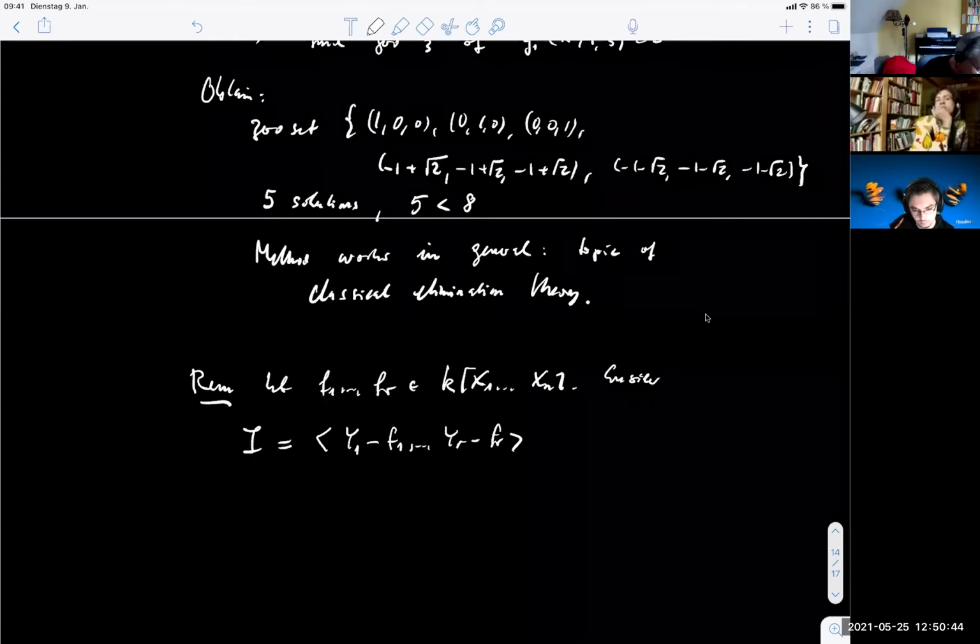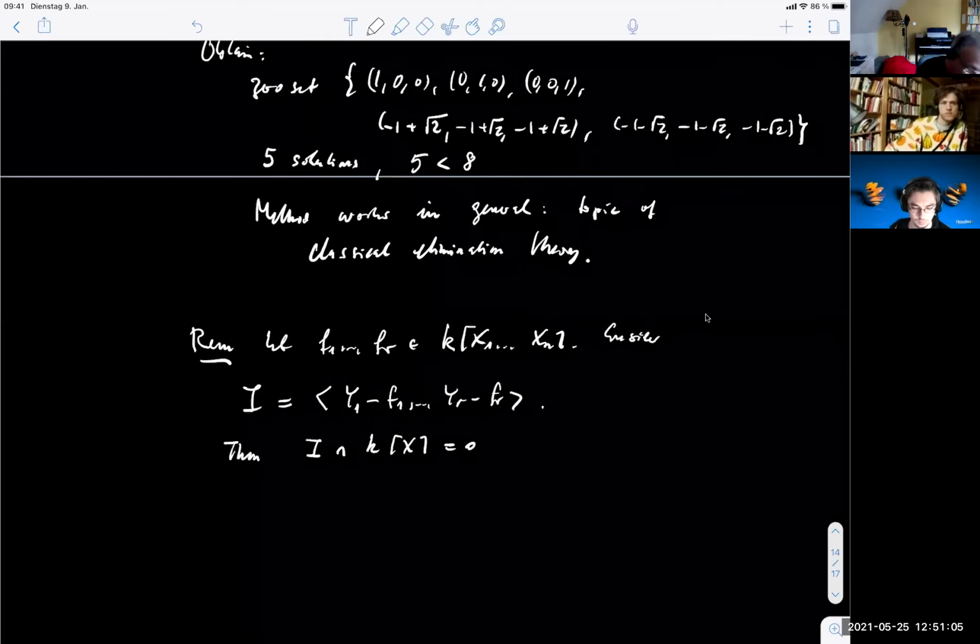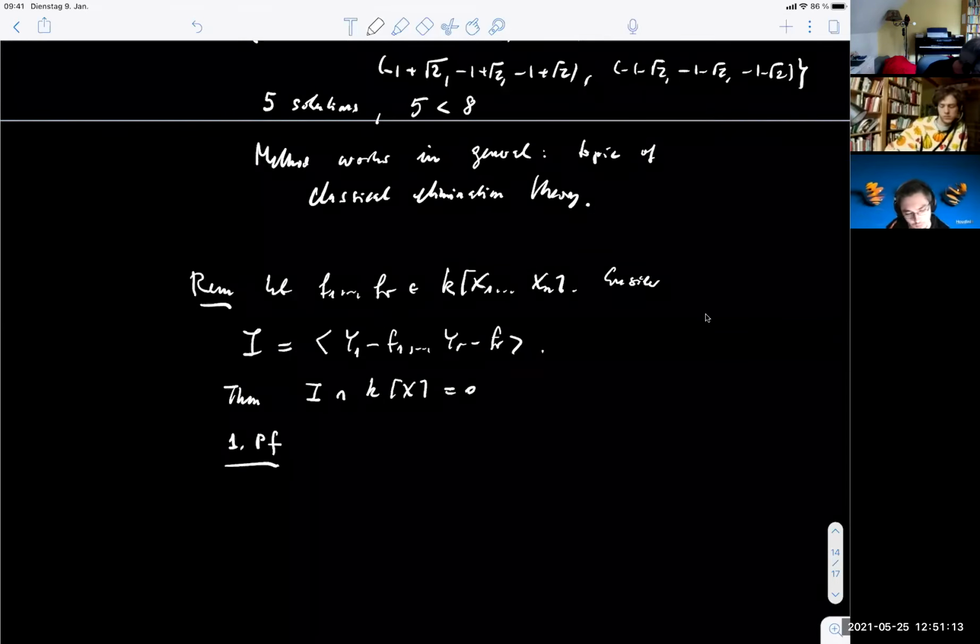Okay. So what I claim, there will be more reasoning in the argument, is that I intersected with this polynomial ring K[x], I just write K[x] as an abbreviation, is 0. What is the reason for that? Let's say first proof. I give two proofs. I will explain what's going on. Let's first do the algorithmic thing.